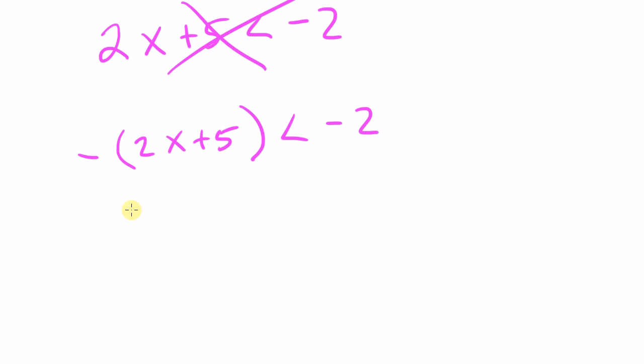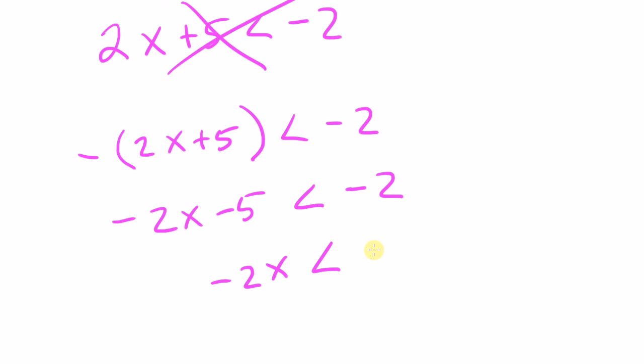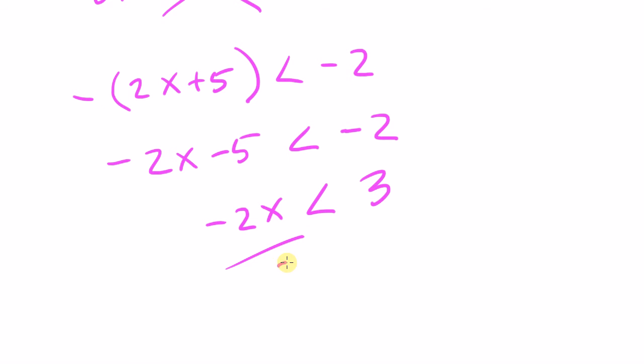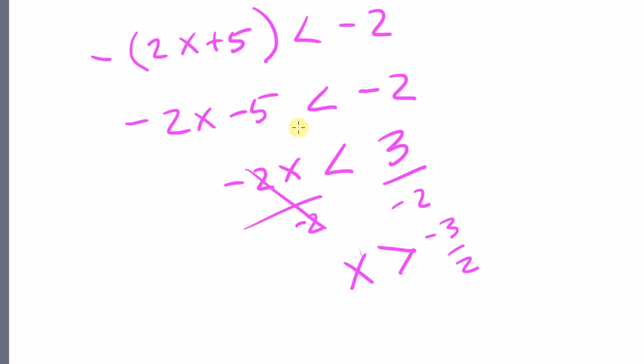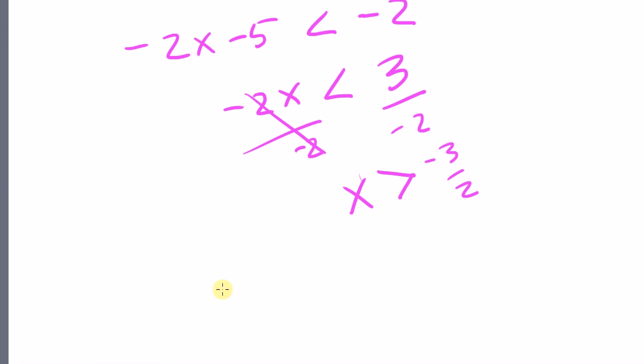And then when you distribute, and then you add that to the other side, so what's that going to be? Positive 3. And then you divide by this negative 2, you get x has to be greater than, because this sign flips, greater than negative 3 halves. Now, just to reiterate, this is negative quantity 2x plus 5, and that has to be less than negative 2.